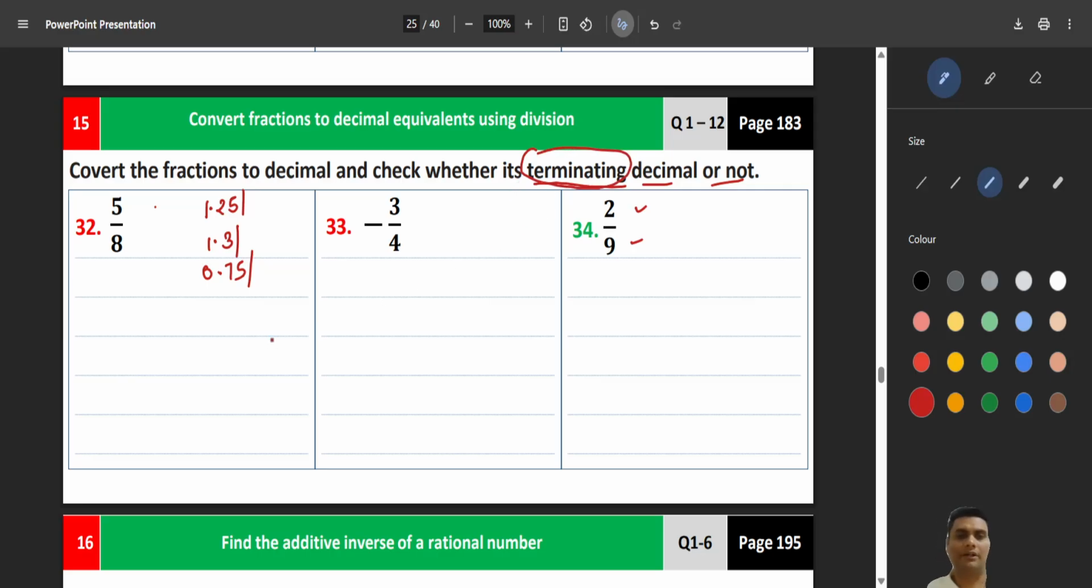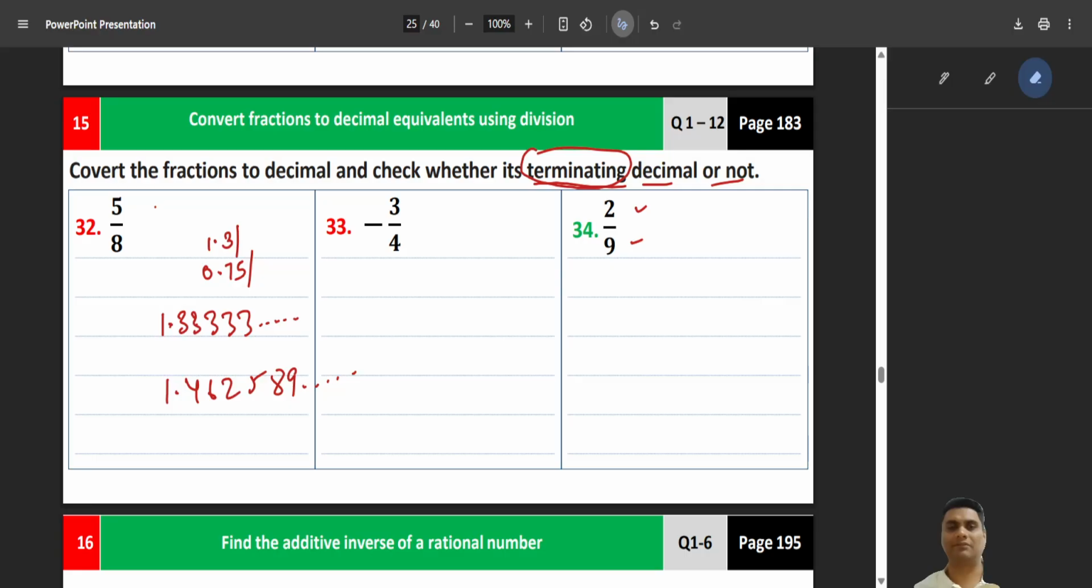Terminating. But if a number does not stop, like this 1.3333 dot dot dot, the 3 keeps on going, it never stops, then we call it non-terminating. For example, 1.46258 dot dot dot, it keeps on going, it never stops. So if a number never stops, we call it non-terminating. If a number stops, we call it terminating. So here he is asking us to divide all these numbers, change it into decimal numbers, and then tell us whether it is terminating or it is non-terminating. Okay, so let's do it quickly.